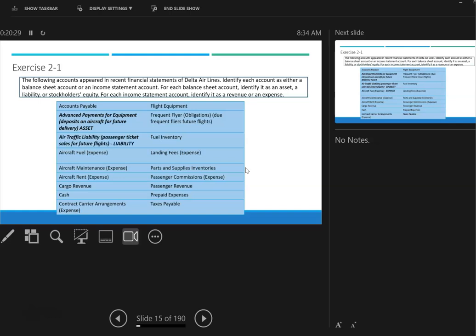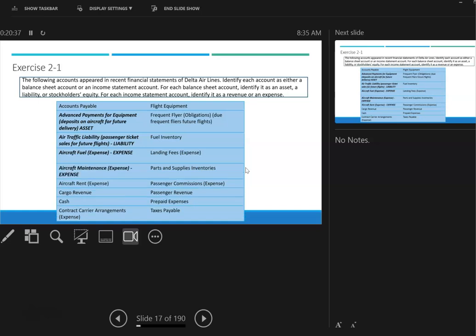What about aircraft fuel? Expense. What about aircraft maintenance? Aircraft rent. Cargo revenue. Cash. Contract carrier arrangements, expense. Okay, now I forgot to put in flight equipment, but flight equipment is an asset. Sorry, I didn't have that in there.